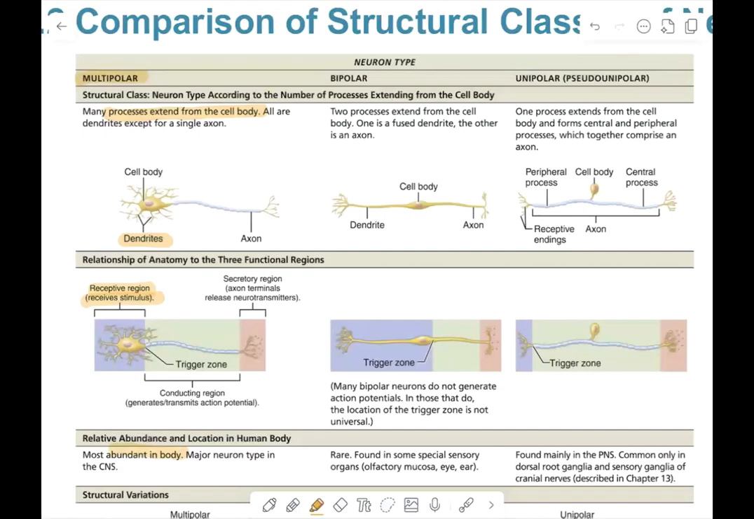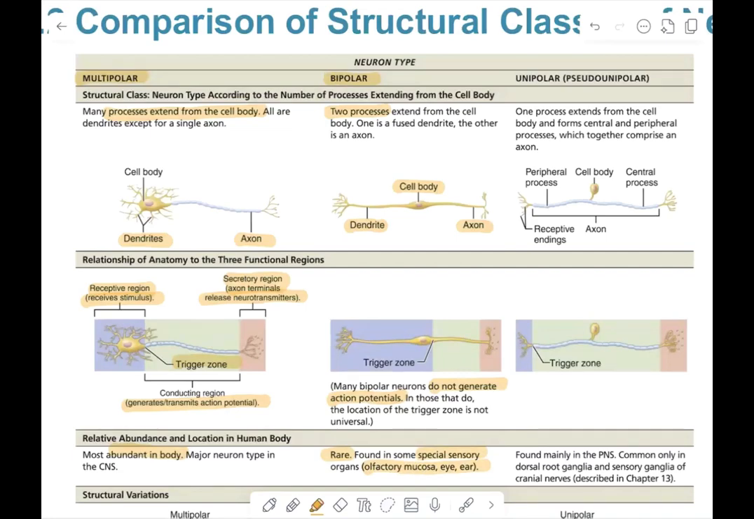We can see the trigger zone here, the axon, and then here's the secretory region where neurotransmitters are going to be released. The second type of neuron is a bipolar neuron, where there are two processes, a dendrite and an axon. These do not generate action potentials and are rare and only found in the special senses, like the olfactory mucosa, the eye, and the ear.